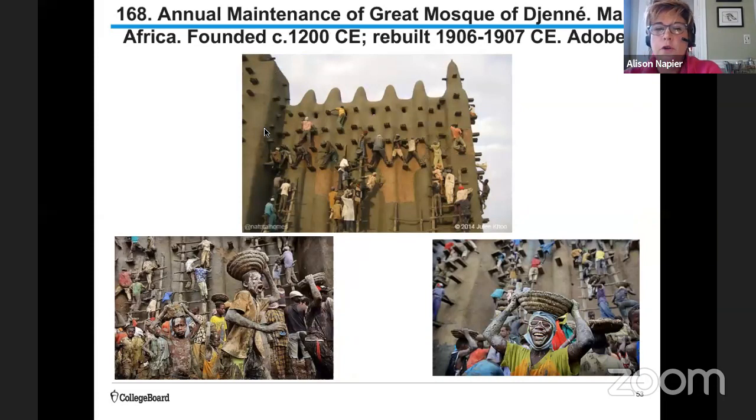A couple images of the crepissage, or the annual mudding. The mudding festival in which the whole community participates. The men do the plastering, the women prepare the mud down at the river, and you have to wait till the mud is ready. You can't just make mud. And then the kids run it back and forth with baskets and buckets on their head. It looks like a heck of a good time, to be honest.